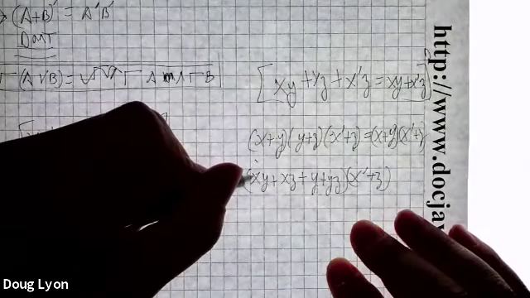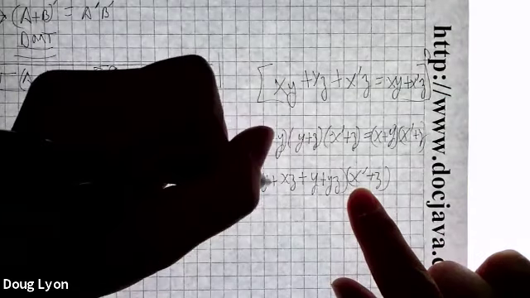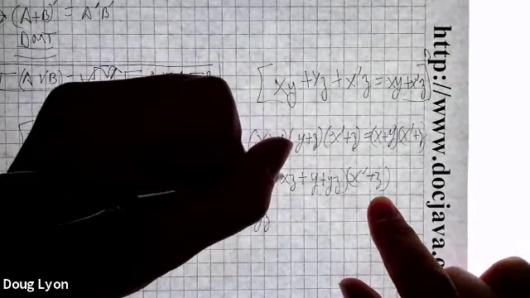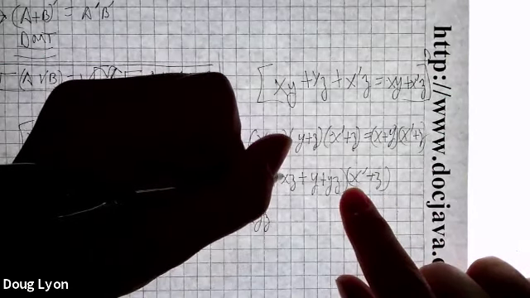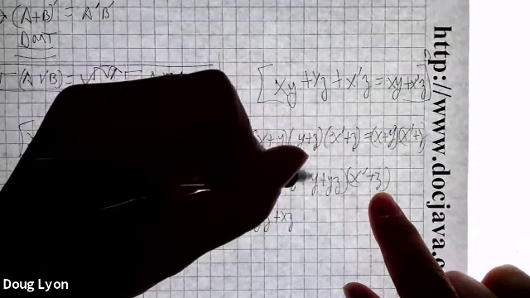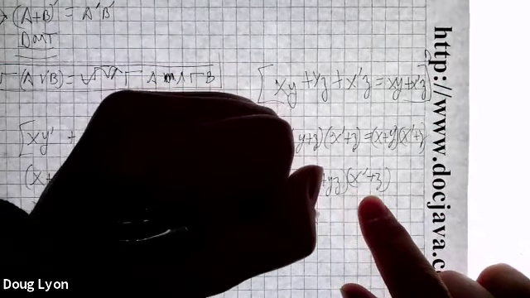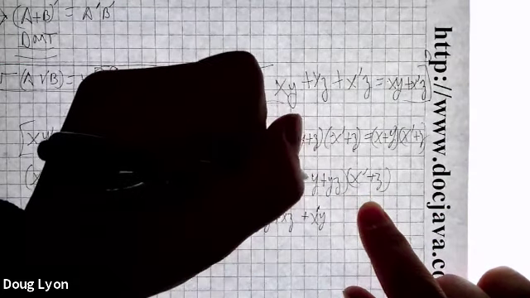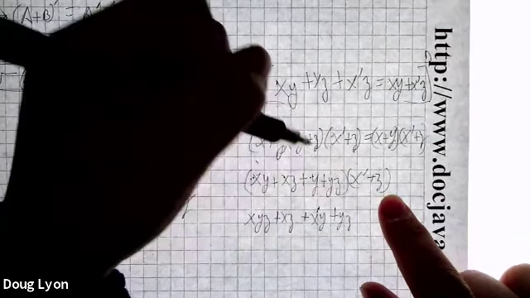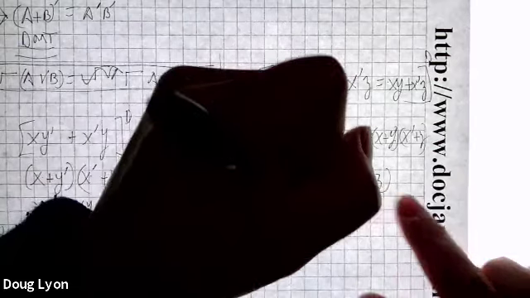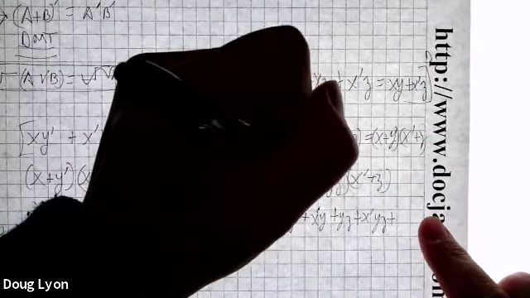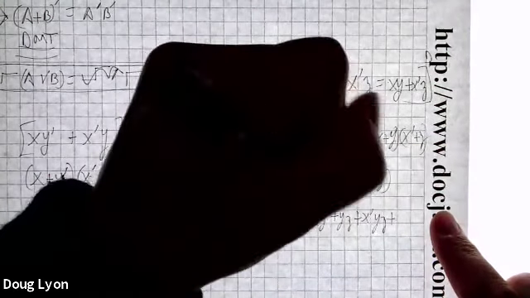And now XY times X prime is going to be equal to 0. XY times Z is going to be XYZ. XZ times X is going to be 0. XZ times Z is going to be XZ. Y times X prime is going to be X prime Y. Y times Z is going to be YZ. And then this will be X prime YZ. Or YZZ, which would be YZ.